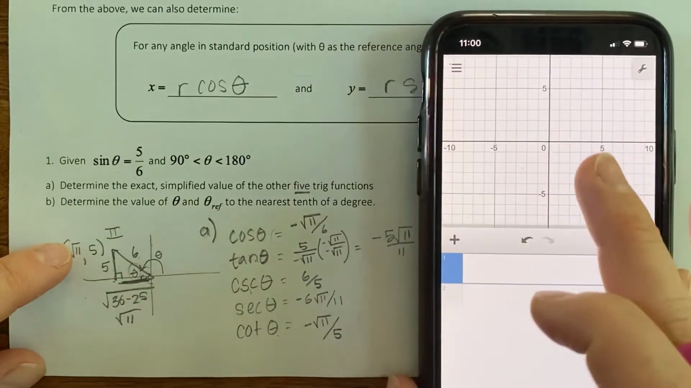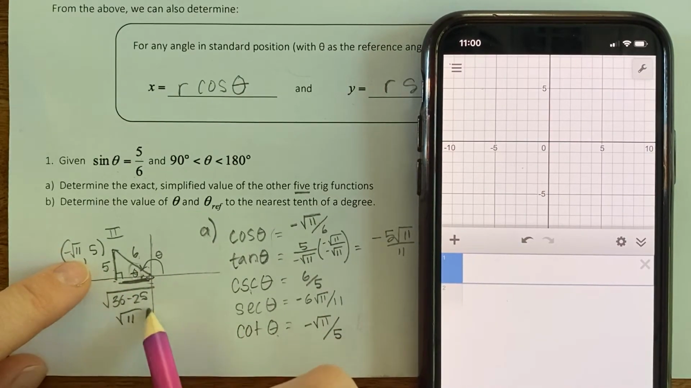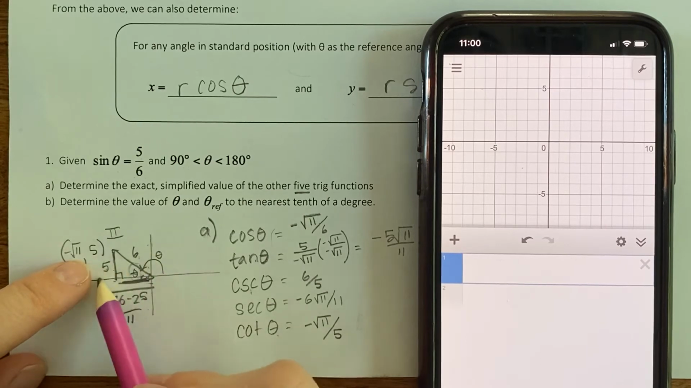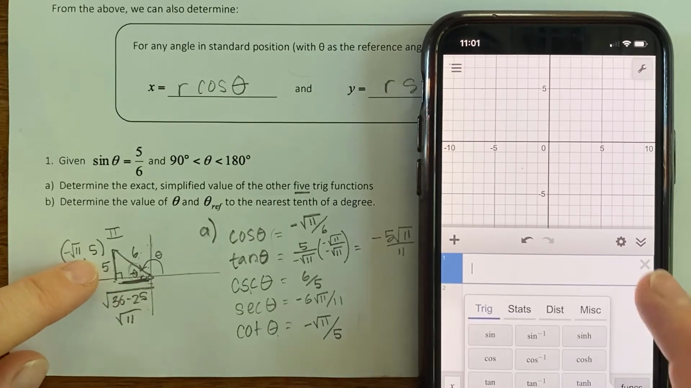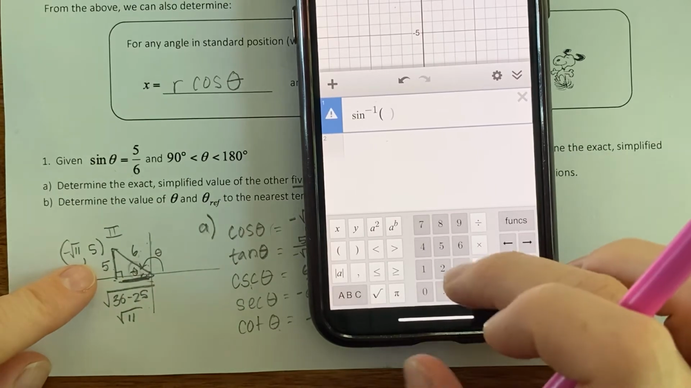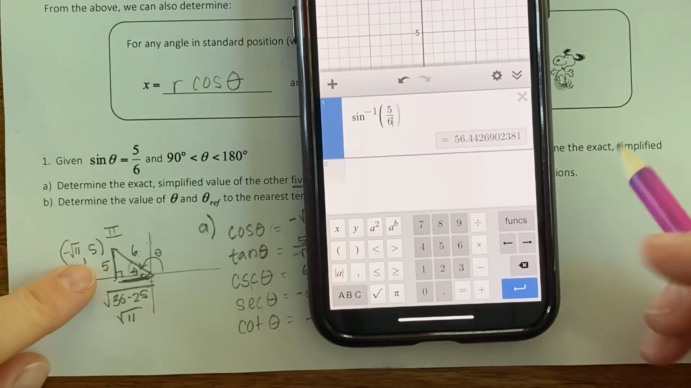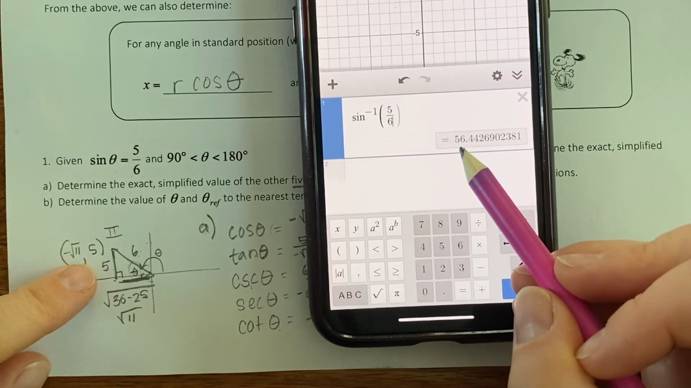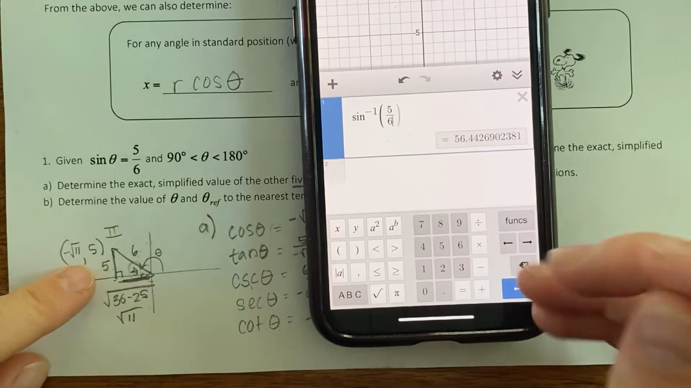Now, I want to know what theta is. I know what my ratio is. I want to know what theta is. So since I know the sine, I'm going to say inverse sine. The inverse sine of 5 divided by 6. Now, look at what happens. I'm told it's 56.4, etc.